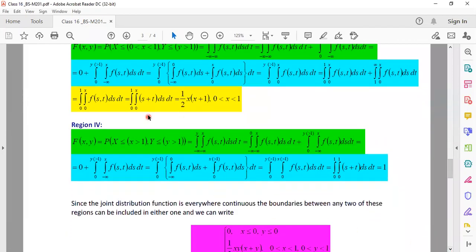And lastly, region 4, where x is greater than 1 and y is greater than 1. In this region, the ultimate probability comes out to be 1, which it needs to be, because we know the last value of the cumulative distribution function should always be equal to 1, the total probability. And since my calculation is correct, my total probability comes out to be 1.